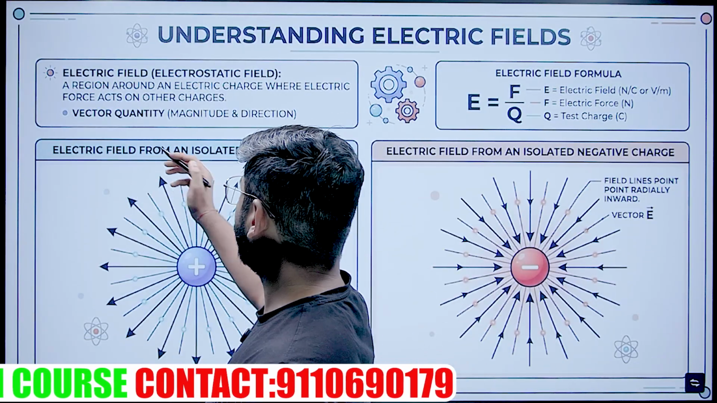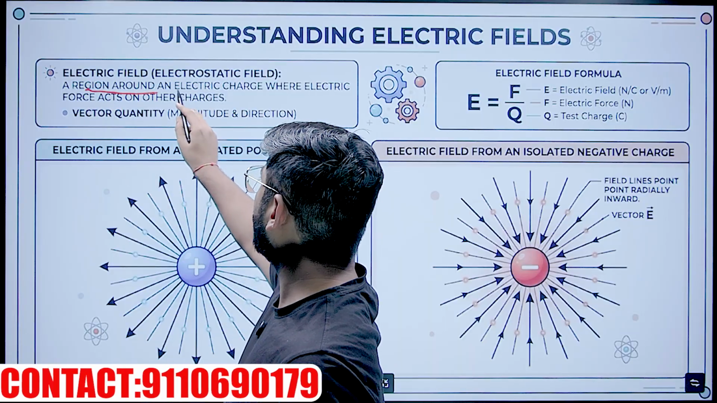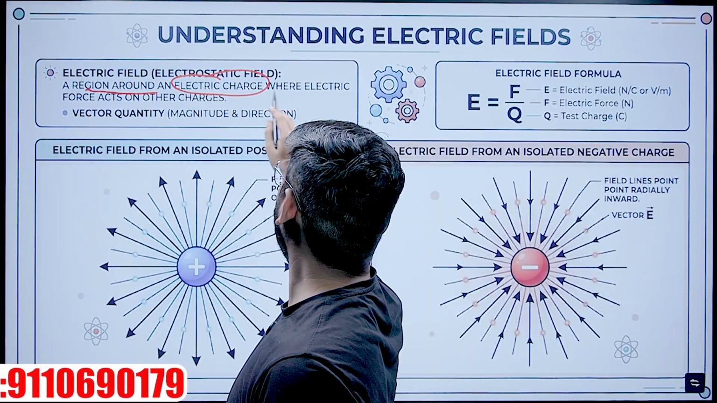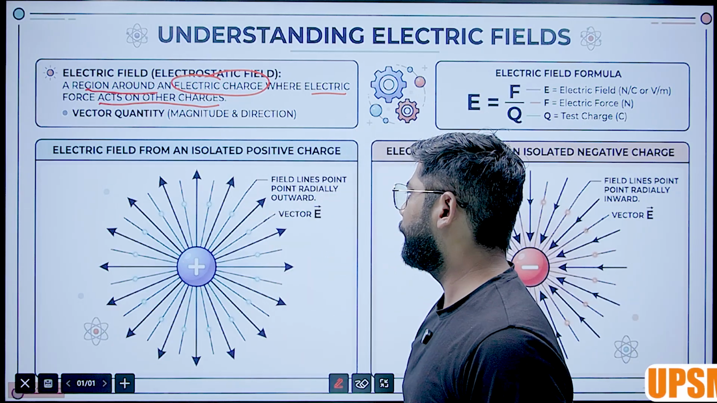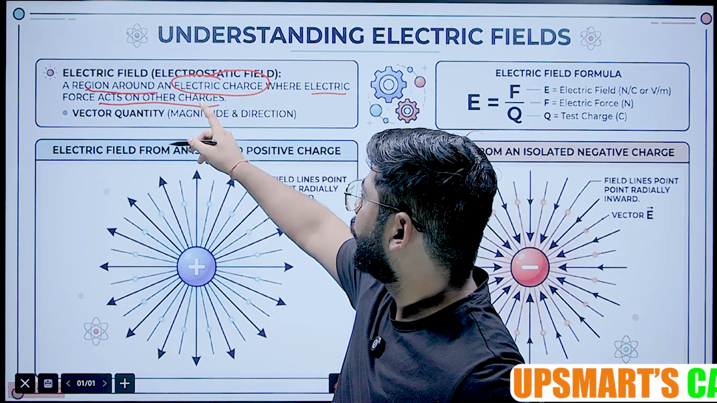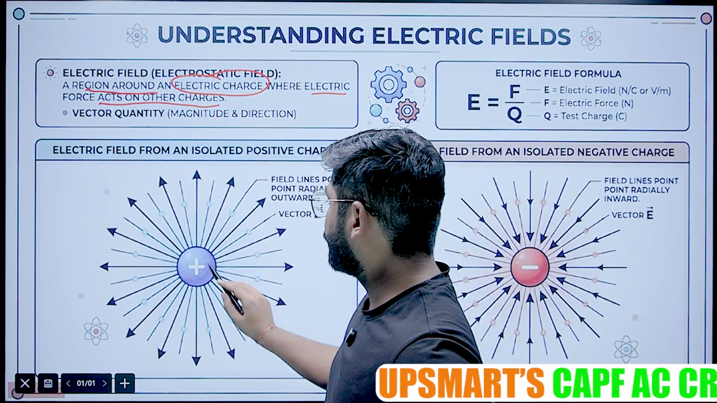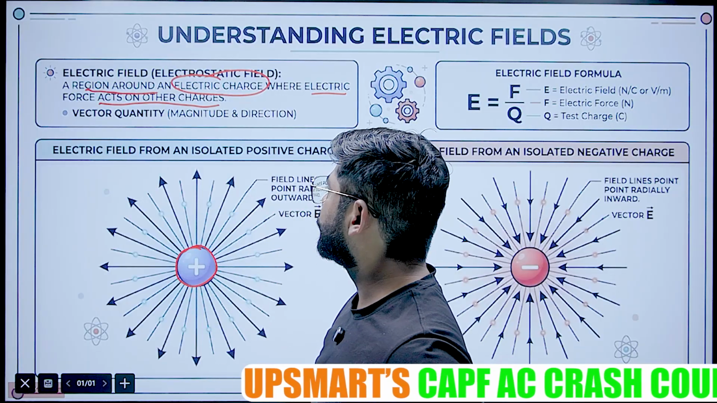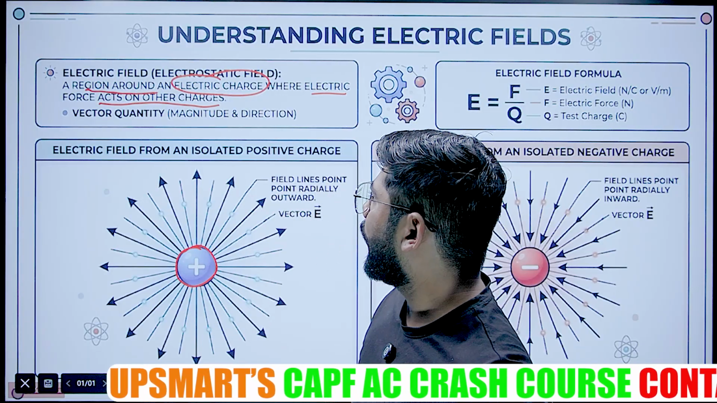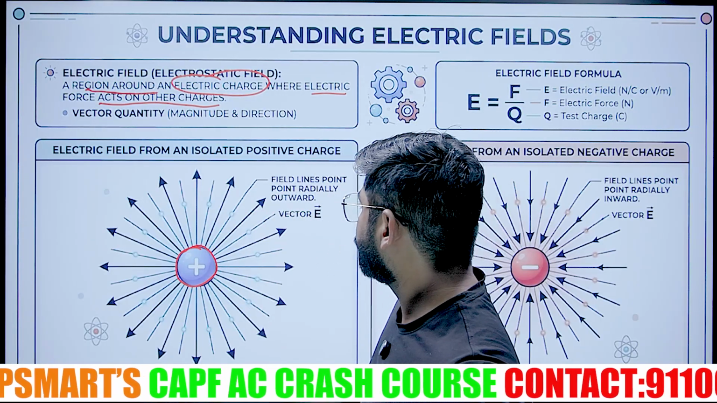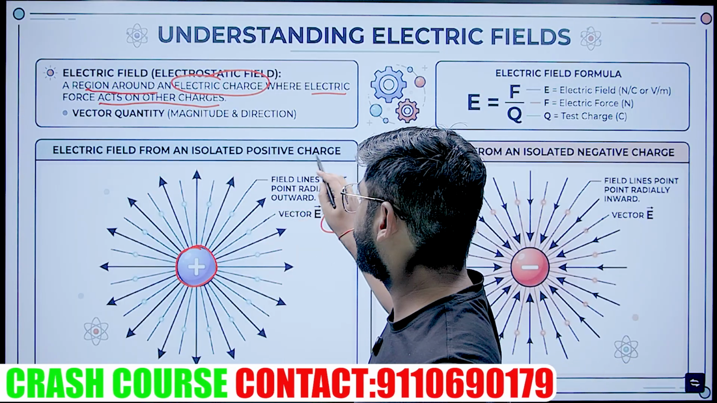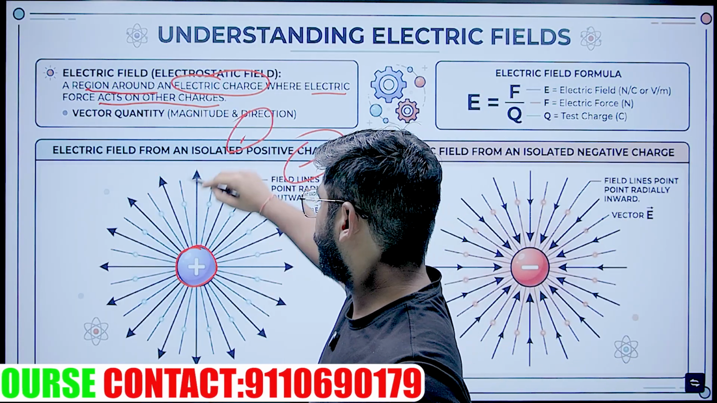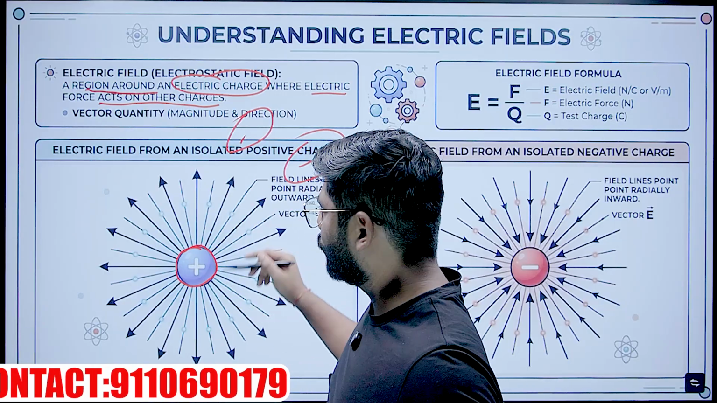Next is the electric field. So what is an electric field? It is the region around an electric charge where the electric force acts on other charges. So this is the electric charge, where electric force acts on other charges. What will the other charges be? Now this is the proton, so the other charges will be electrons.